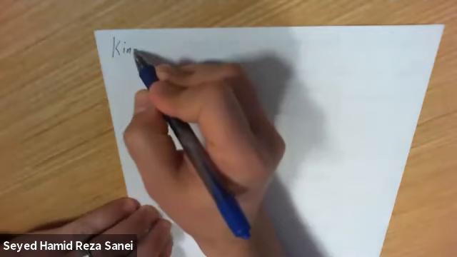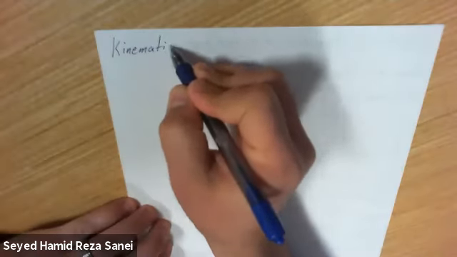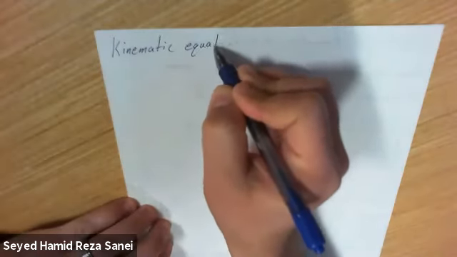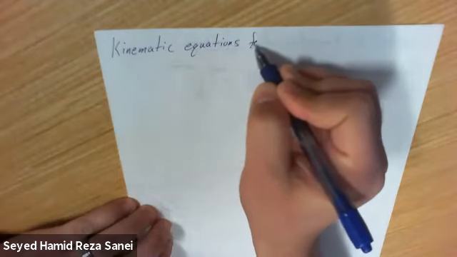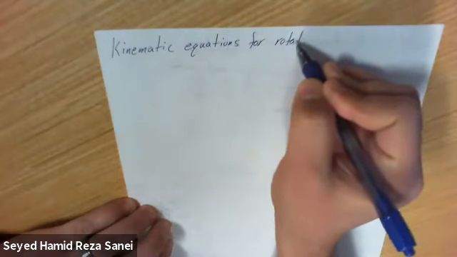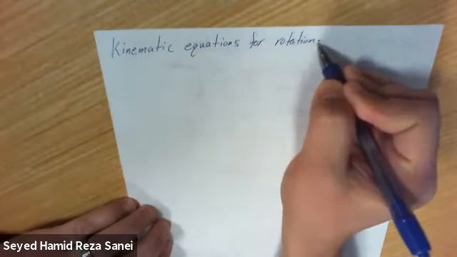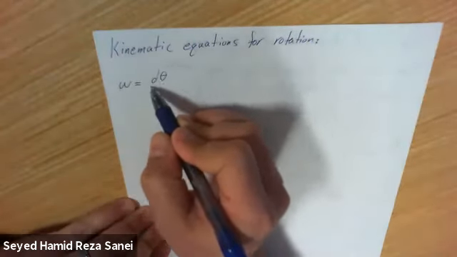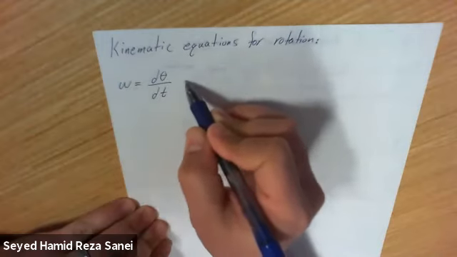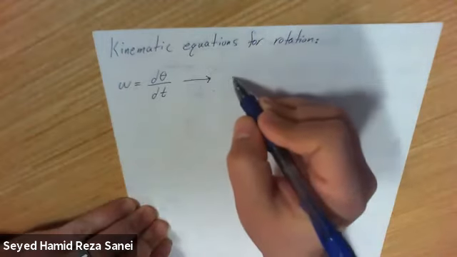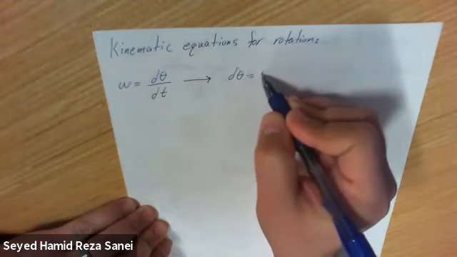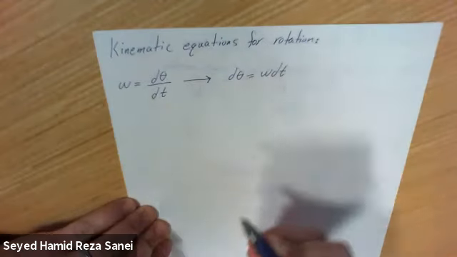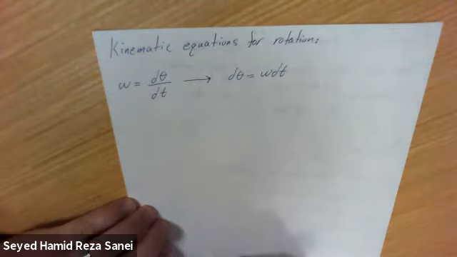So, kinematic equations for rotation. Omega is d theta over dt. So if I rearrange it, d theta would be omega dt. So that's the first equation that we have.